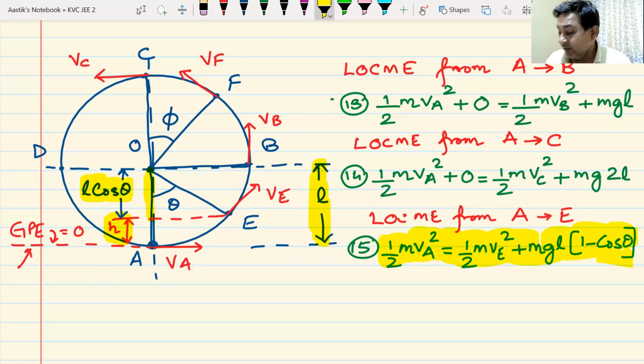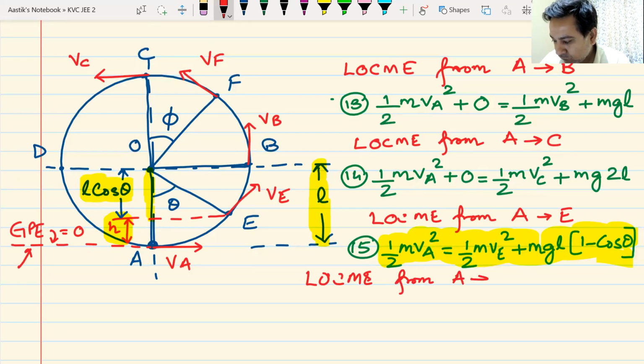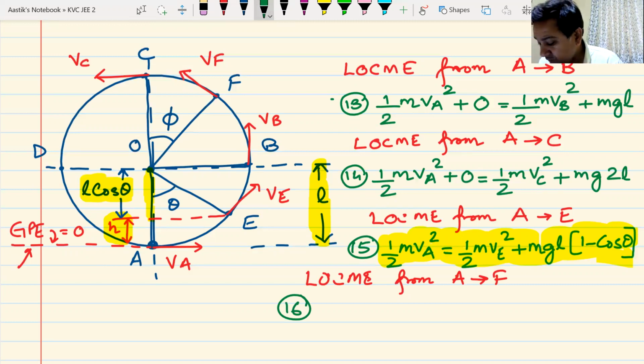Great. Now is the prudent time to write the last equation, locking energy from A to F, which shall be our equation number 16, and again, a minute to win it. Let us see who emerges as the top contender to give me this equation.